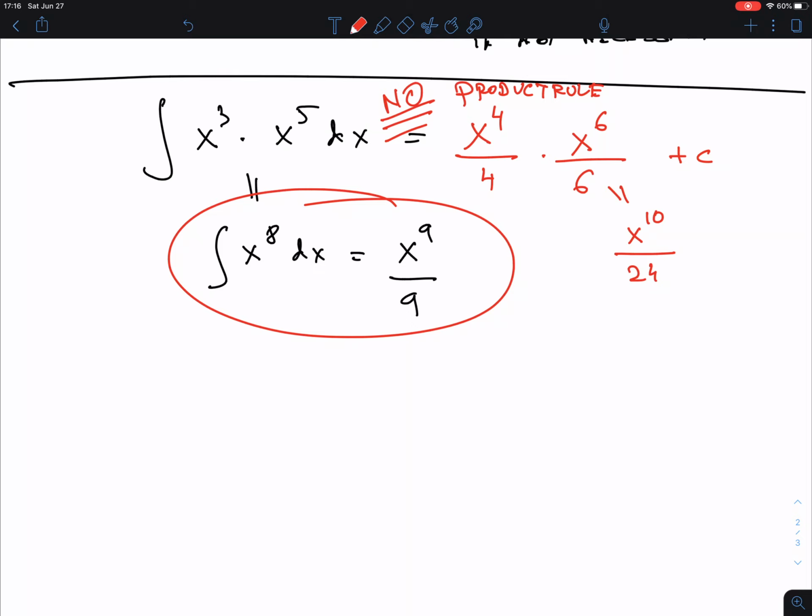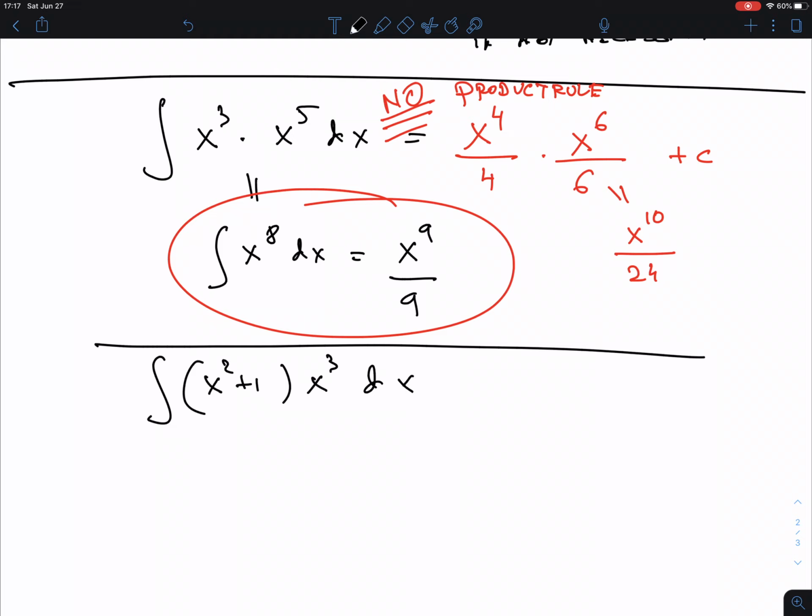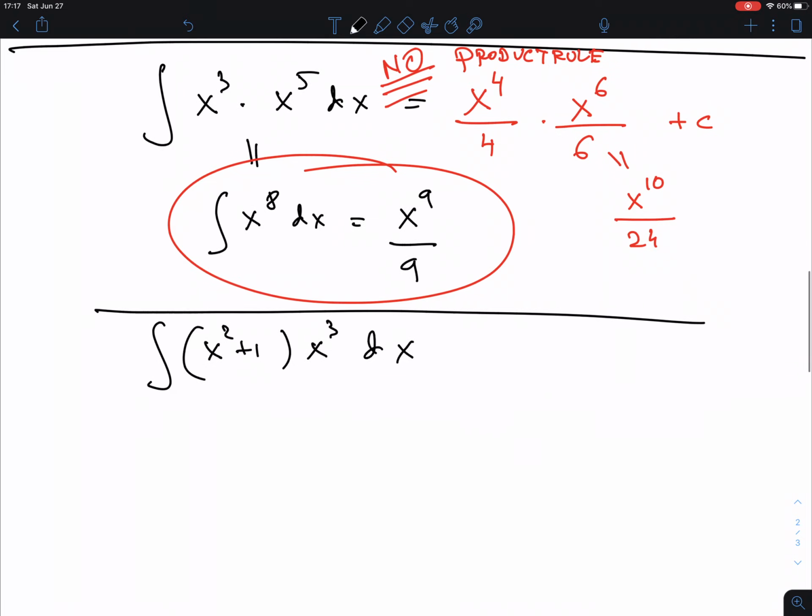In other words, if you have a product, you have to expand the product, if possible, or find some other ways. We'll deal with other ways later, but for now, this is the only thing we can do. So, to give an example where you have to be very careful, suppose we have to do (x squared plus 1) times x cubed dx. How do you antiderive this? There is no product rule. It's important to know the rules, but it's also important to know which are not rules. Okay?